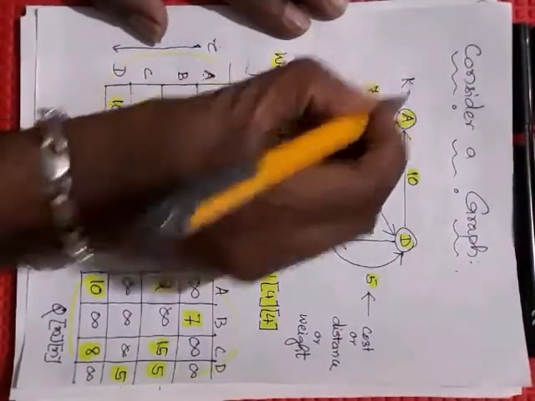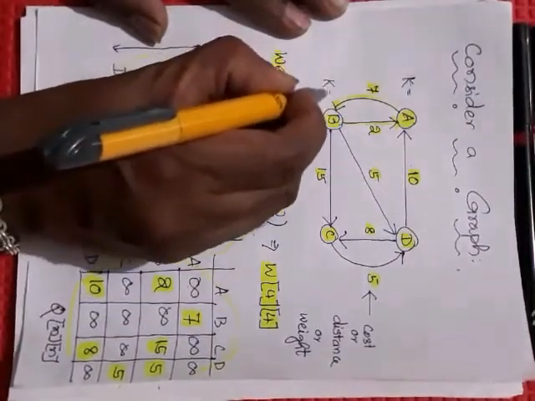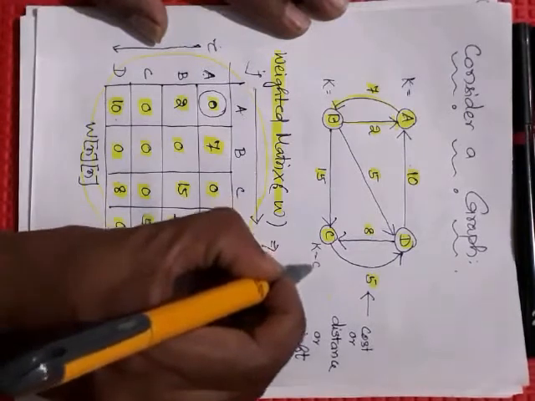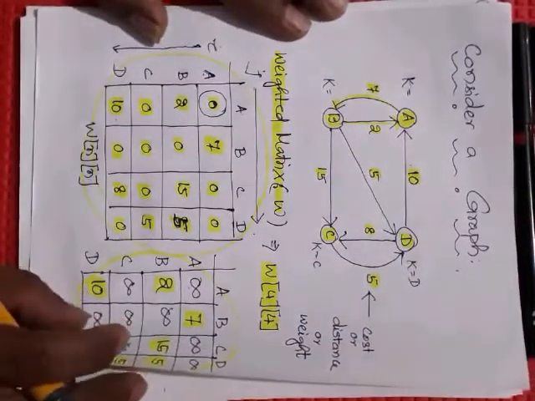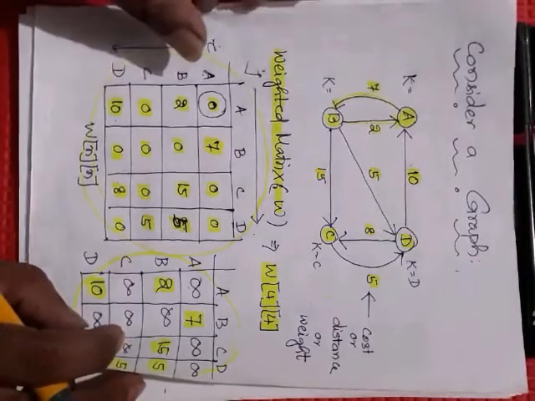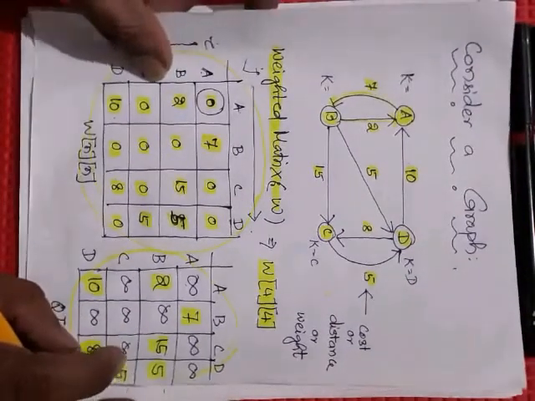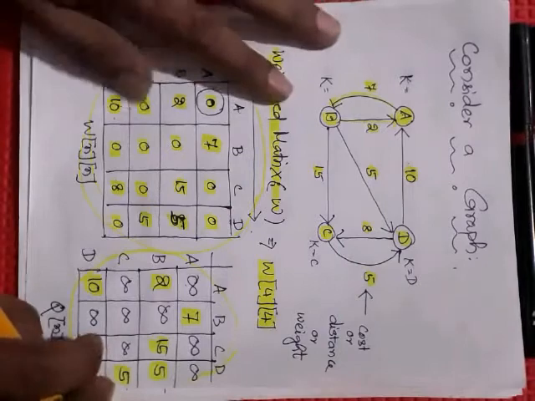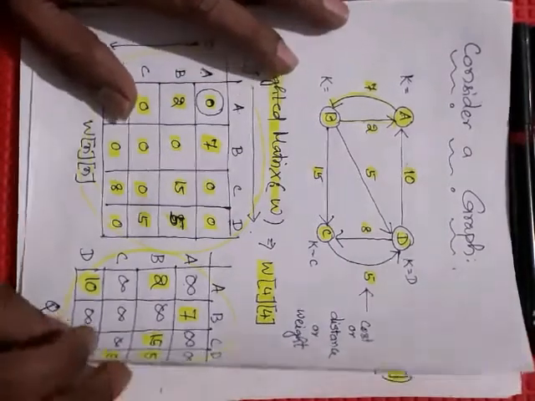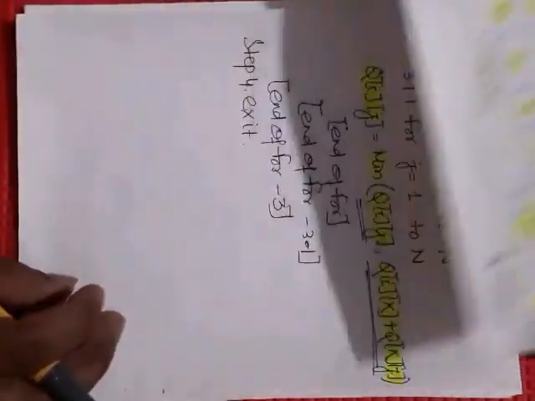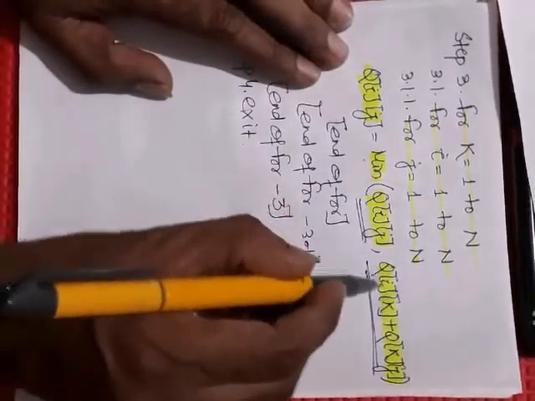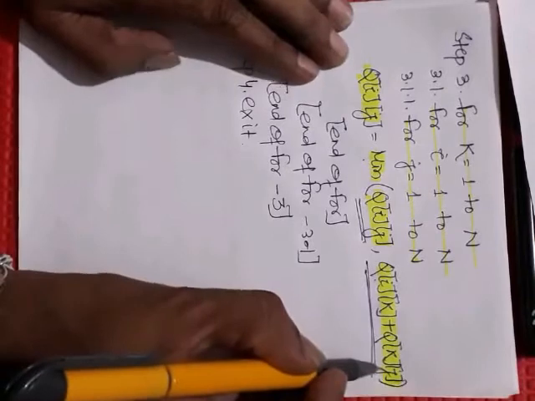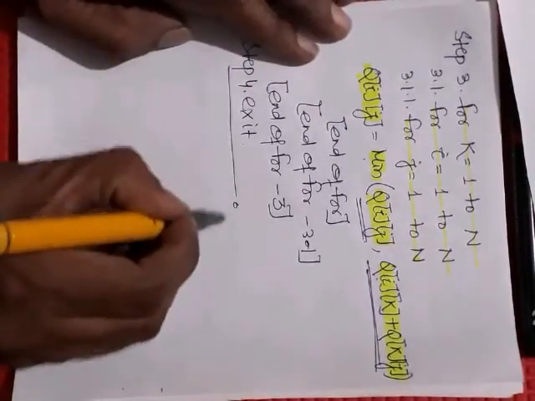Initially k equal to a, then k equal to b, then k equal to c, then k equal to d. Each time k represents an intermediate vertex. Now we need to find the shortest distance there. Now let us understand how it will be executed: min of Q of ij, comma, Q of ik plus Q of kj. Let me make a small dry run for it.